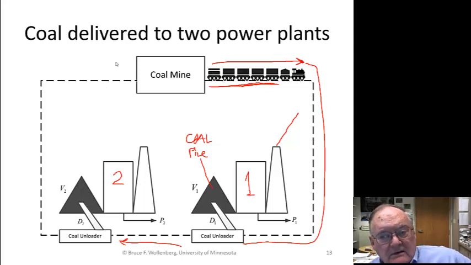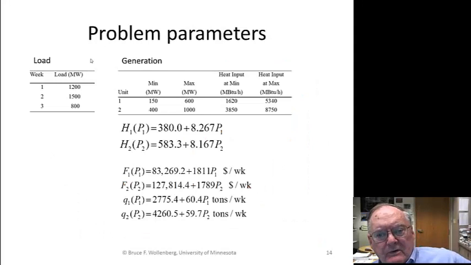By the way, again, the trains are very, very long. I've seen them. They go forever, and they're all hopper cars, all of which are full of coal. So here's my load, and we broke this problem down to load is just a certain number of megawatts over each week. We're going to supply a fixed 1,200, then 1,500, then 800 megawatts over three different weeks.